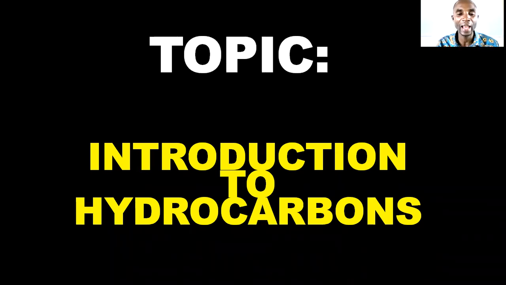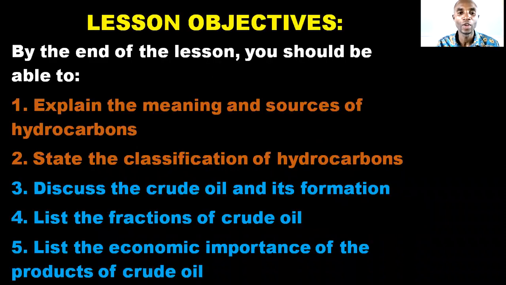It's expected that by the end of this video, you should be able to explain the meaning of hydrocarbon and the sources of hydrocarbons. You should be able to state the classification of hydrocarbons. You should be able to discuss crude oil and its formation. Number 4 is that you should be able to list the fractions of crude oil. Last but not the least, list the economic importance of the products of crude oil. These are the things we want to achieve in this class, so we'll take them one after the other.